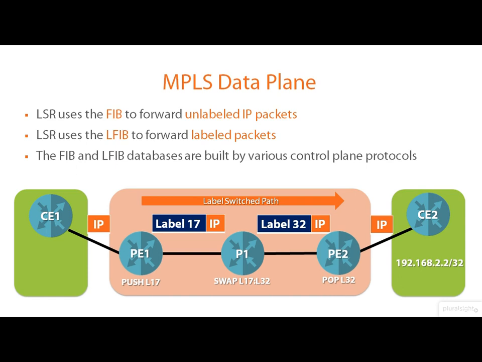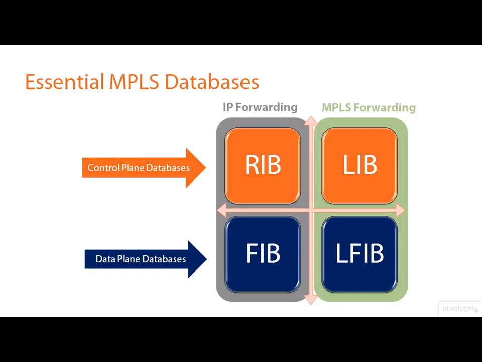Now let's look at these key databases and a little bit about how they relate to each other. Okay, we'll start with the RIB. The RIB is basically our routing table on a Cisco router, okay? Now this gets populated by various static routes we might add, connected routes, routes we learn from any of the different IGPs, or routes that we learn from BGP.